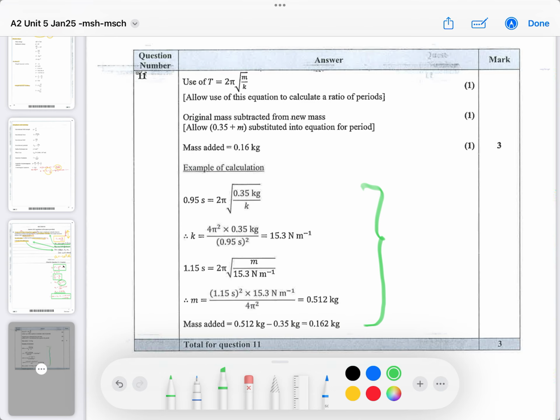So this is the first method, yeah, and they say allow use of the equations to work out the ratio of the periods, which is what I did. Okay, so as long as you've used T equals 2 pi root m over k, so I did. Original mass subtracted from the new mass, I did, and get the final answer. So they don't mind which method you used for question 11. Hope that makes sense. I just thought it was useful that you can see there's two methods of doing this question.